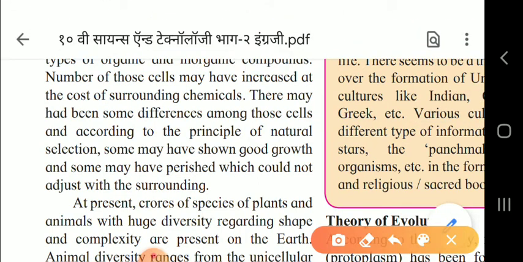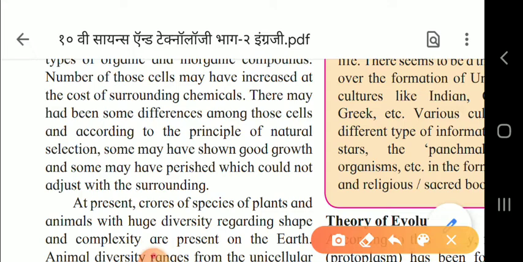So here we can see the number of these cells may have increased slowly and at the cost of surrounding chemicals, and in this way some differences arose among these cells. And according to the principle of natural selection, already I told that those who are strong enough, who can bear and tolerate the weather changes, they can adjust themselves and they survived.